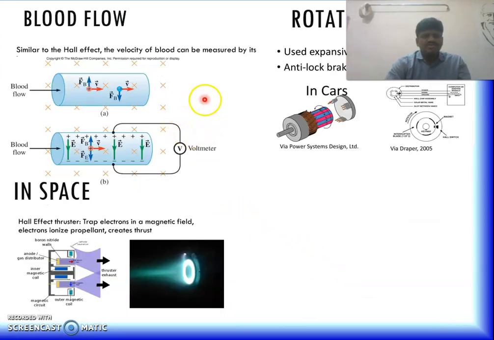Using the above principles and applying different types of equations, practically we can use the Hall effect in different medical applications. One of the important ones is blood flow measurement. In automobiles we use it for rotational sensing, and in space we use the Hall effect thruster for launching satellites. These are the important applications. We have so many applications.